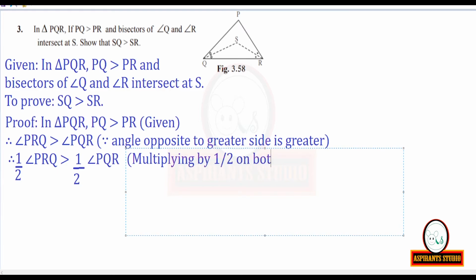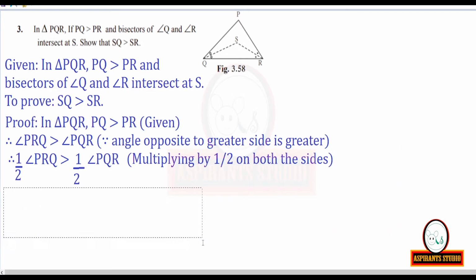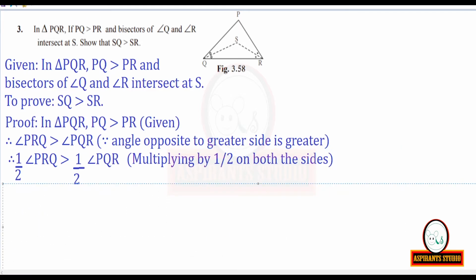You write the reason by the side, multiplying by half on both the sides. Now what is half of measure of angle PRQ? Look at the figure. It is measure of angle SRQ because ray RS bisects angle PRQ. And what is half of measure of angle PQR? It is measure of angle SQR because ray QS bisects angle PQR.